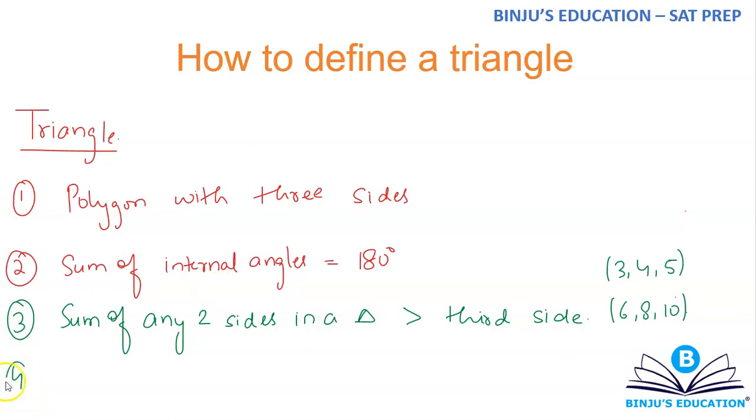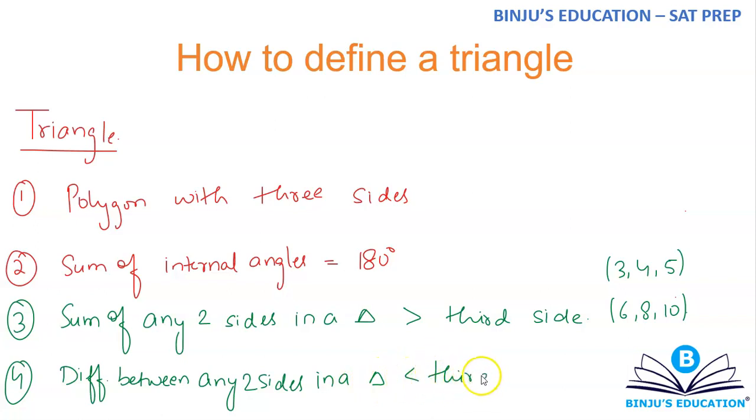And the fourth is the reciprocal of the third one, that is difference between any 2 sides in a triangle is less than the third side. So take example of again 6, 8 and 10 and 3, 4 and 5. 8 minus 6 is 2, which is less than 10. 10 minus 6 is 4, which is less than 8. And 10 minus 8 is 2, which is less than 6. Similarly, you can do it for 3, 4 and 5 also. So these two are important properties, so please remember them.